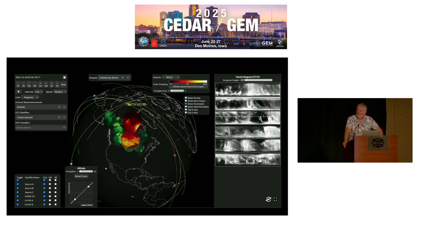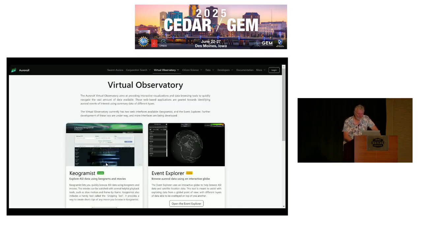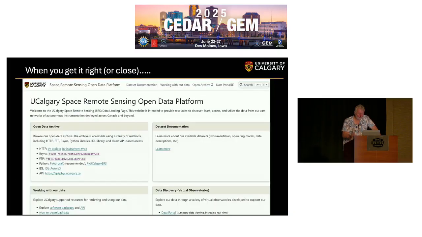I just wanted to comment that your group developed all the analysis tools in Python and IDL that the CEDAR folks might not be very familiar with. But if you go to the documentation page that Eric mentioned, it's very, very easy to follow along and to play with the data. So I encourage you to do that. Yeah, if you just Google UCalgary space remote sensing data, this comes up as the first hit.